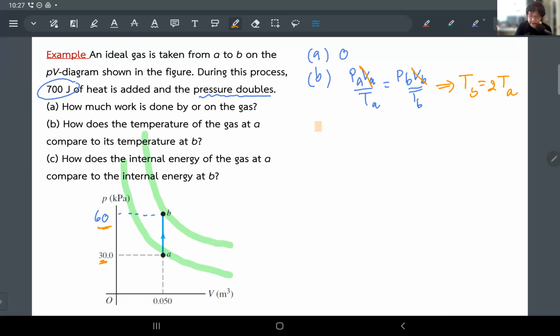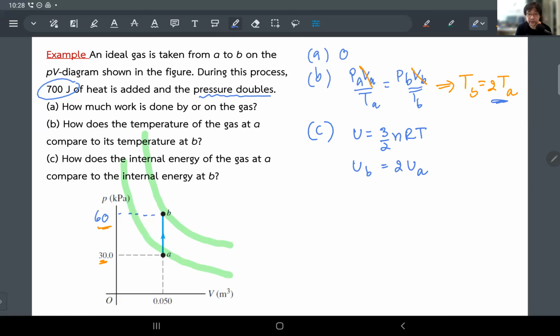What do you think, guys? Part C. How does the internal energy of the gas at A compare to the internal energy at B? Well, of course, the temperature is twice as big. So if you refer back to the expression for the internal energy, U depends on T as well. So that means U at B will also be twice the U at A.